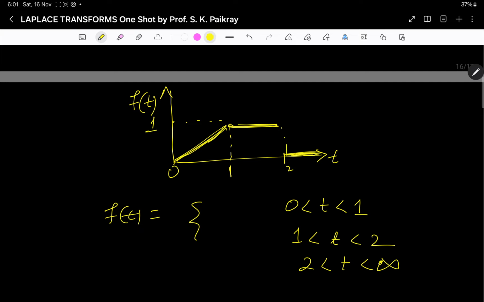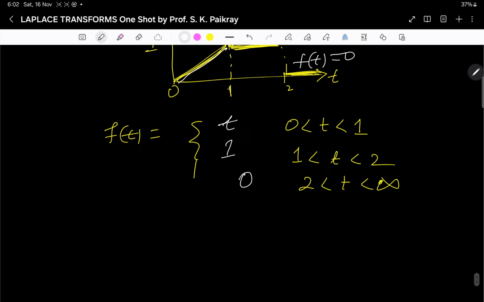Here the graph is parallel to the x-axis, so y is equal to constant, means here f(t) is equal to 1, parallel to this at a distance 1. And here f(t) is equal to 0, isn't it? Now since this is 1 and 1, it is y equal to x, means f(t) is equal to t. So this is the graph.